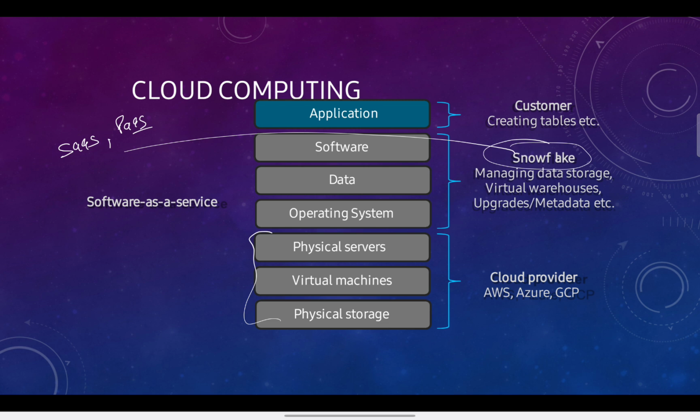Similarly, with PaaS, you still have flexibility. You write SQL queries, scale compute up or down, and integrate with other tools. This is what makes Snowflake so powerful. It gives you the ease of SaaS and the control of PaaS.